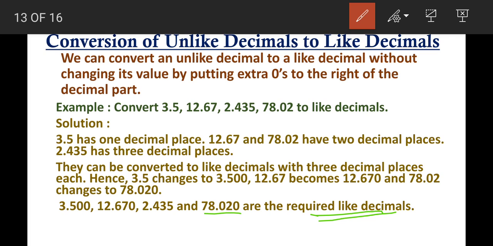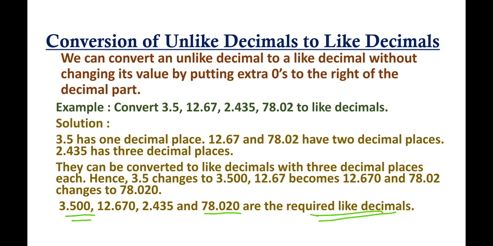Here we can see that in all these numbers the decimal places are 3, so we can say that all these are like decimals. Ordering of decimals. Next we will discuss ordering of decimals, which means here we will discuss how to compare two decimals.